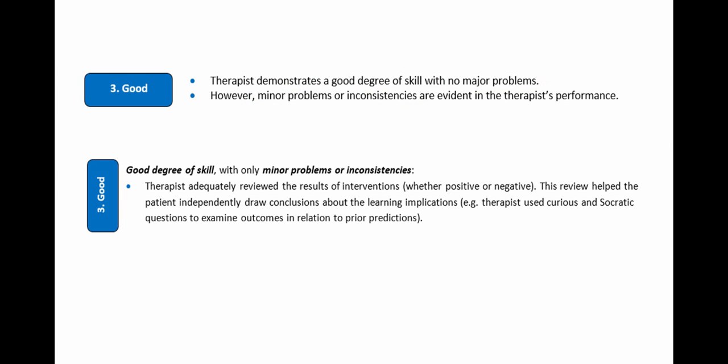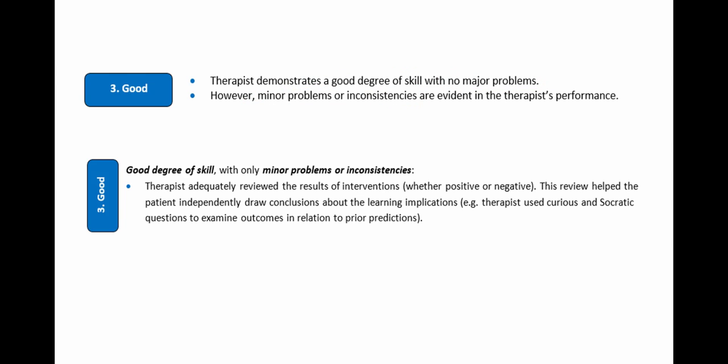Moving on to 3, good. Here we can see the generic performance banding is saying that the therapist demonstrates a good degree of skill with no major problems, but there might be some minor problems or perhaps inconsistencies in the therapist's performance. So sometimes demonstrating high level of skill, but sometimes there being some problems. So let's have a look in the context of our reviewing interventions item.